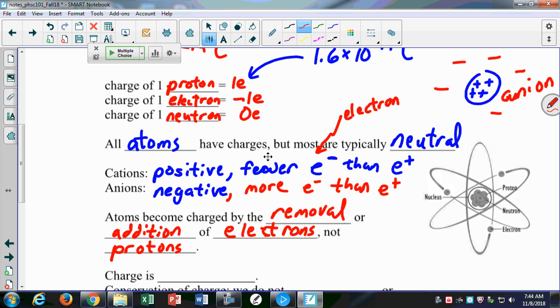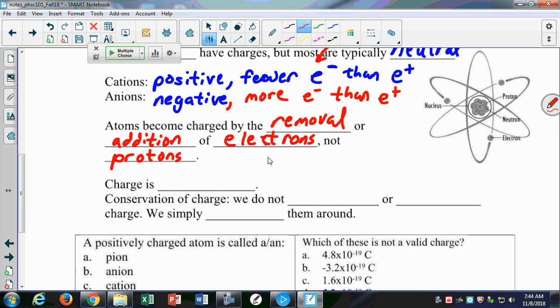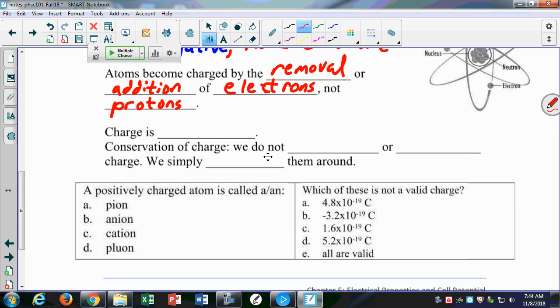Charge is quantized. This is a property of charge. That means it comes in particular quantities. I can have one charge, or I can have two charges, or I can have three charges, but I can't have 1.5 charges. And when I say charges, what I mean is I can have one electron, or two electrons, or three electrons, but I can't have 1.5 electrons.